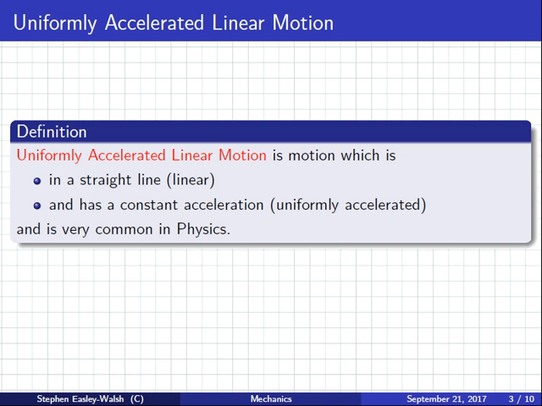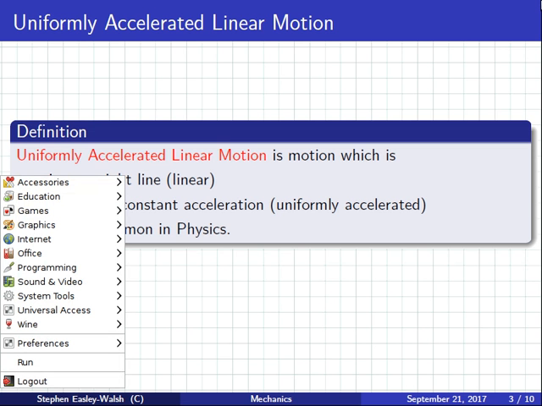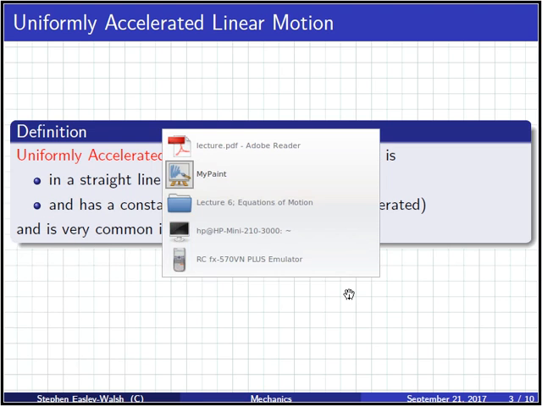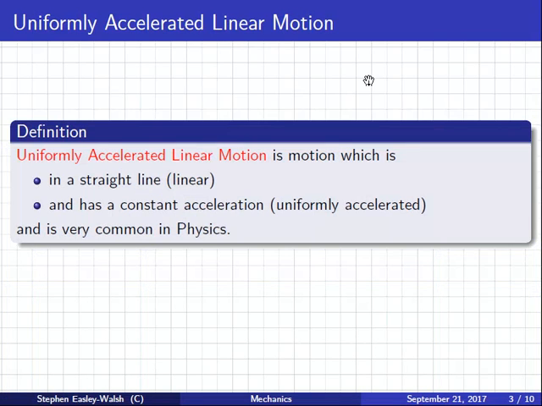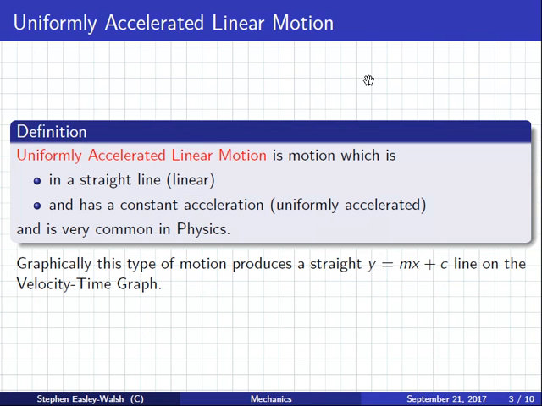Got that? Okay. What would the graph look like for this type of motion? Sloping upwards, a straight line. If it's accelerating upwards, this is the time and this is the velocity. It should just look something like that. That's a uniformly accelerated linear motion graph. In fact, it's going to be the same as what you did in maths, y equals mx plus c. It's going to be a straight line like that.